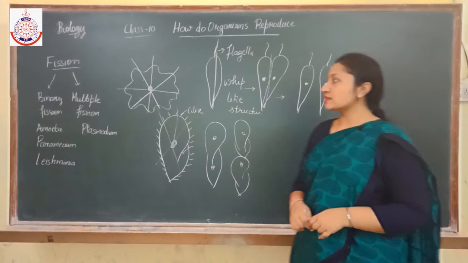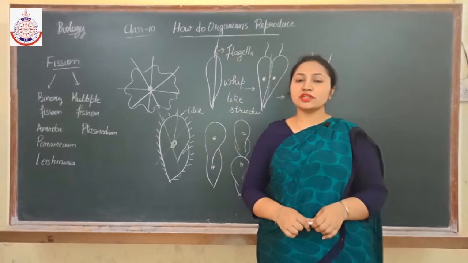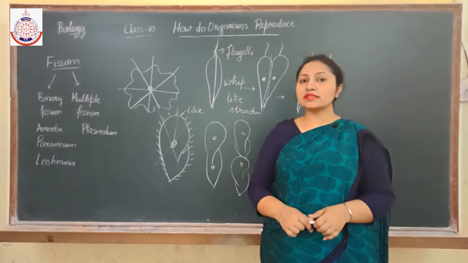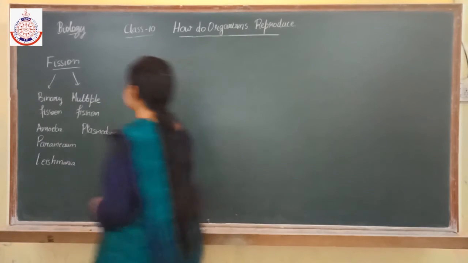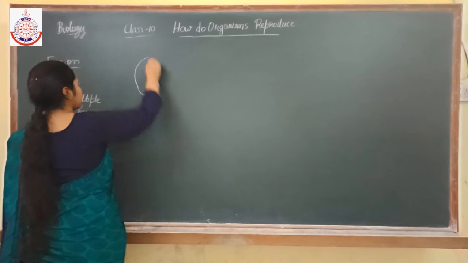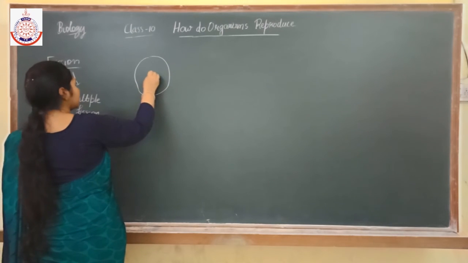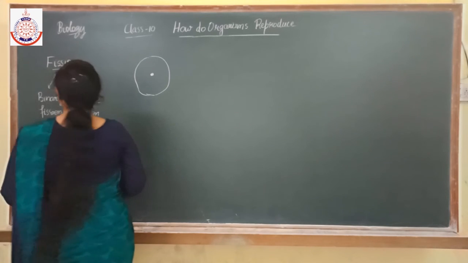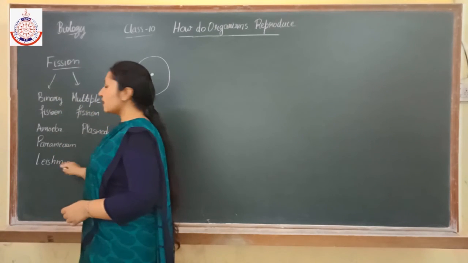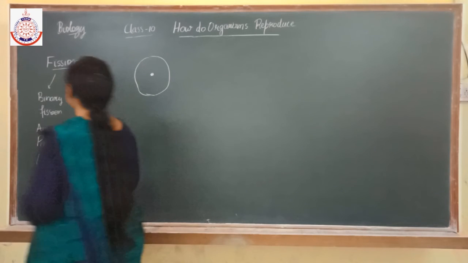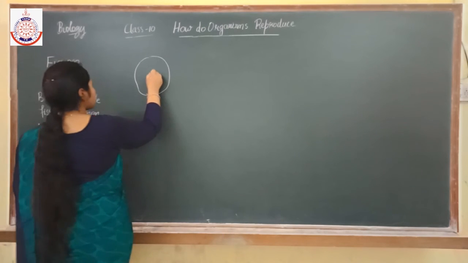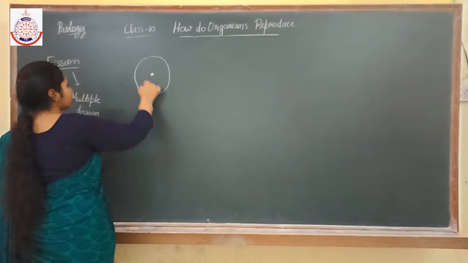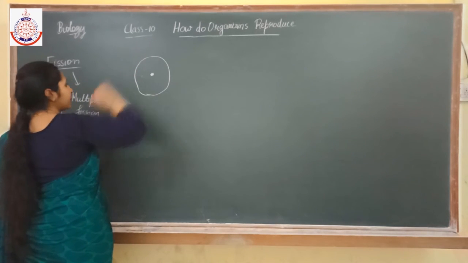Now next we will discuss multiple fission in the case of Plasmodium. Plasmodium is also a protozoan. What is the structure of Plasmodium? Like this, having a nucleus, and it is a unicellular organism. Amoeba, Paramecium and Leishmania were also unicellular, and Plasmodium is also a unicellular organism having a nucleus, cytoplasm and cell membrane.